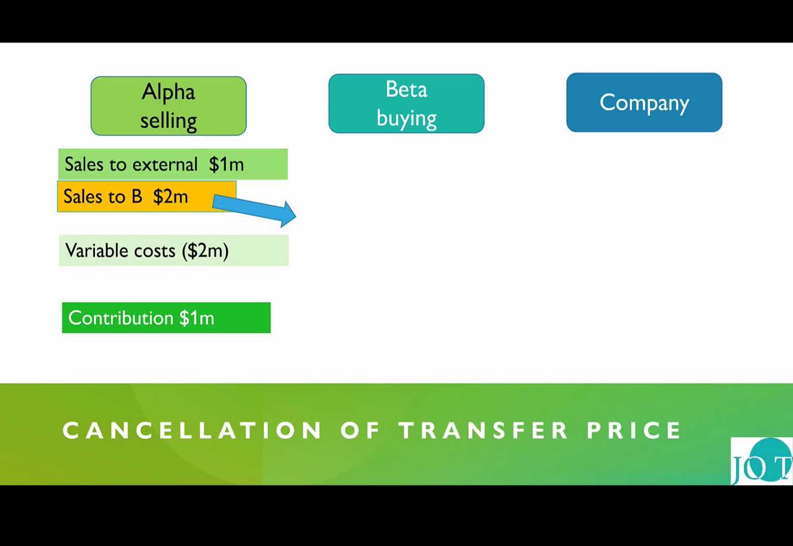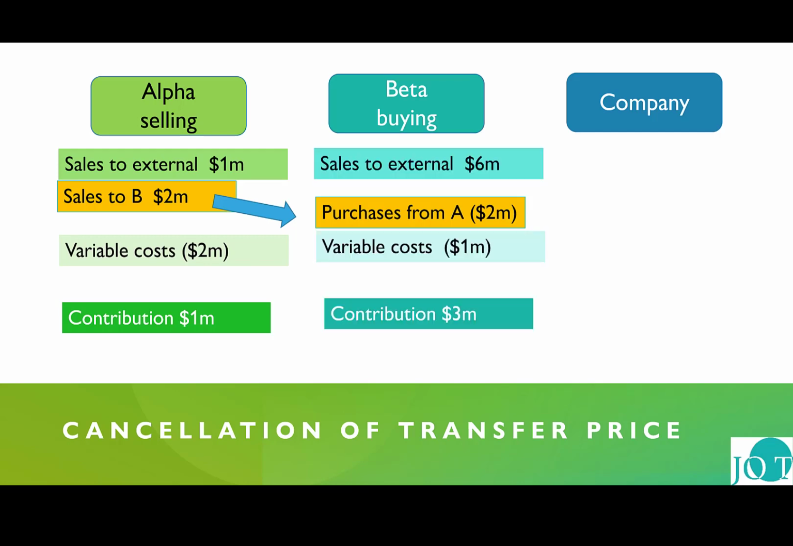Now those sales to the buying division are now purchases from the selling division in Beta's books. Beta then sells externally 6 million and adds those variable costs of 1 million to those purchases from Alpha to therefore get a contribution of 3 million overall. So that will be 3 million to Beta and 3 million towards the company as a total.